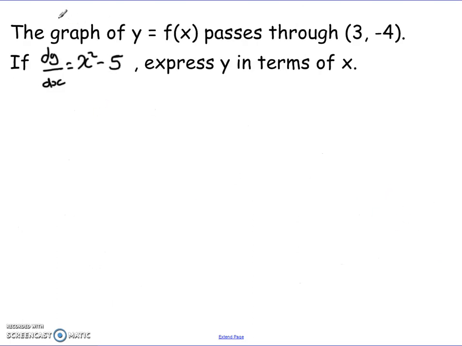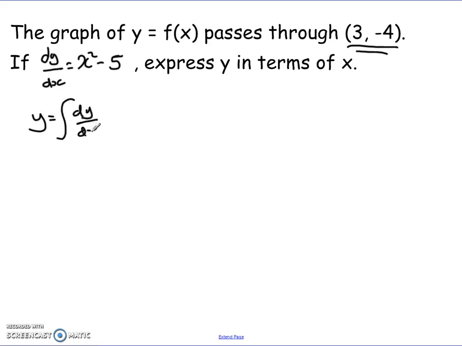Let's imagine we've got this question here. The graph of y equals f of x passes through the point (3, -4). If dy by dx equals x squared minus 5, express y in terms of x. What we want to do is find the particular solution for that, and we know that because we're given this point where the graph goes through, so this will give us a singular answer rather than a family of curves.